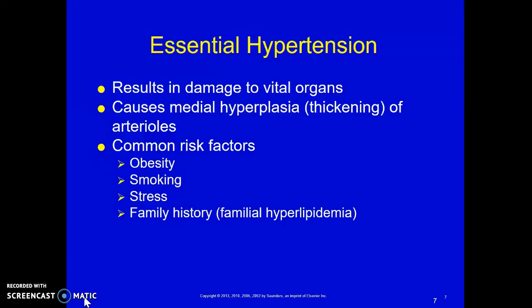Common risk factors, as we've talked about for hypertension, really are some of the same things that we have for coronary artery disease: obesity, smoking, stress, family history of hypertension, or also family history of having high lipid levels in the bloodstream, or hyperlipidemia.